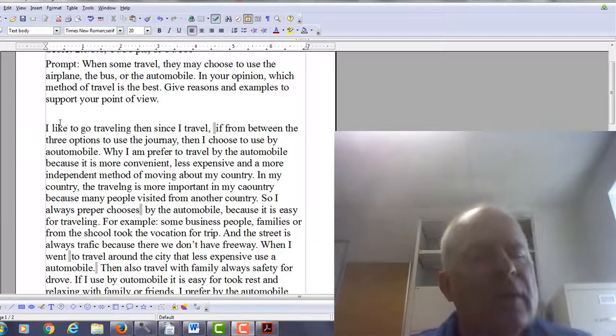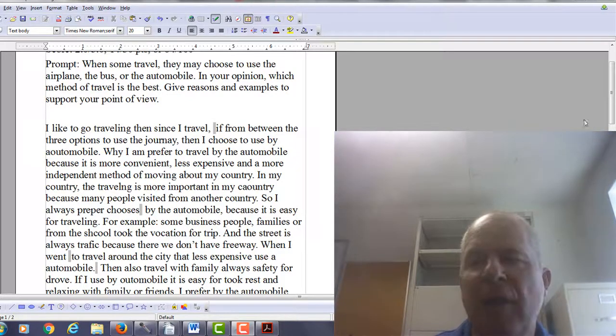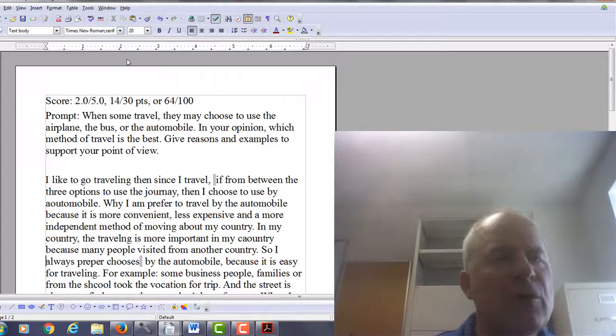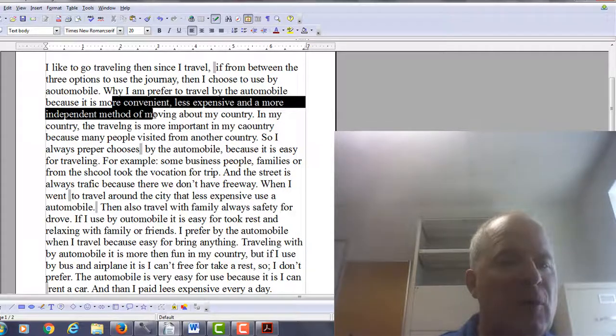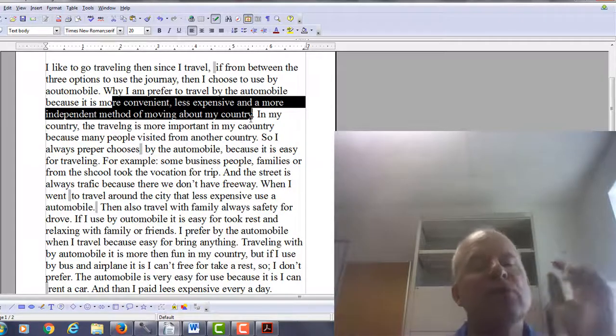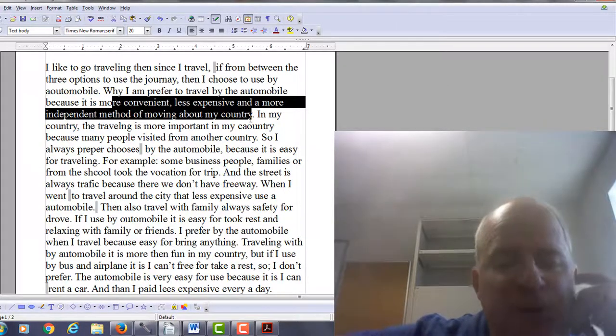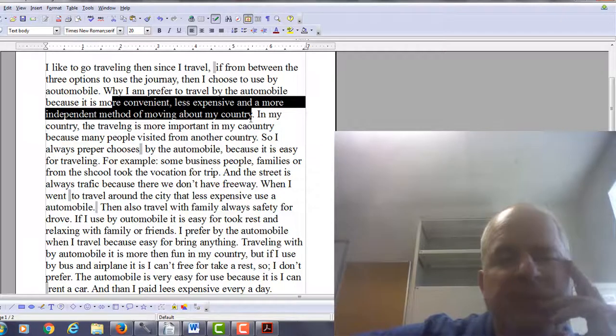Now, I read your essay or your paragraph, and at this point, here's where you are right now with your writing. So you're 2.0 out of 5, 14 points out of 30, or 64 points out of 100. Now notice in the paragraph, you're saying it's more convenient, less expensive, and a more independent method of moving about my country. So you're trying to illustrate all three ideas in a single paragraph.